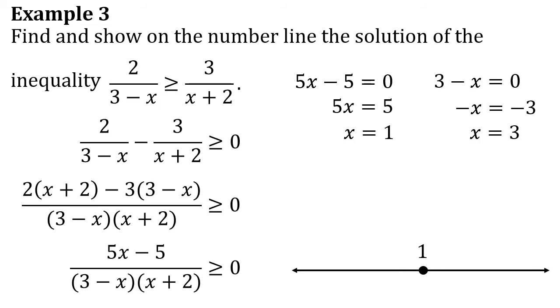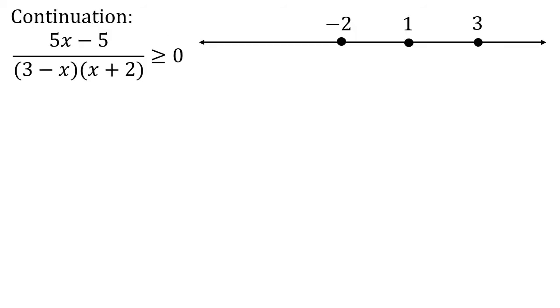So that's on the right of 1. Okay. Then the last critical number, x plus 2, equated to 0. We'll have x plus 2 equals 0. So x equals negative 2. That's our third critical number. So it's on the left of 1. Okay, so that will be our number line to be used. For the continuation, so we have now our number line and critical numbers negative 2, 1, and 3. So we have three critical numbers here. We have 5x minus 5, 3 minus x, x plus 2.